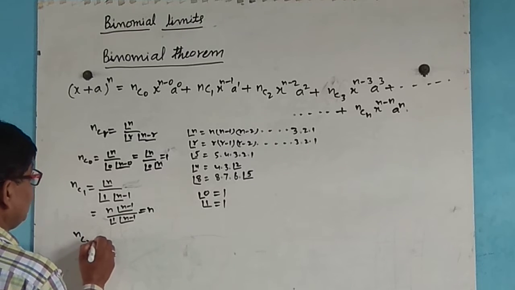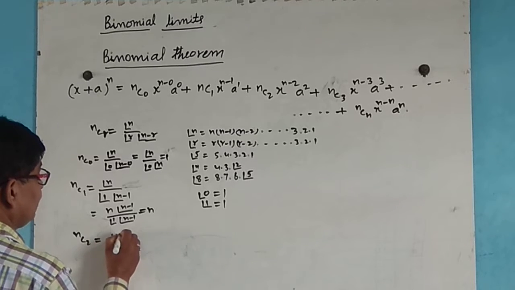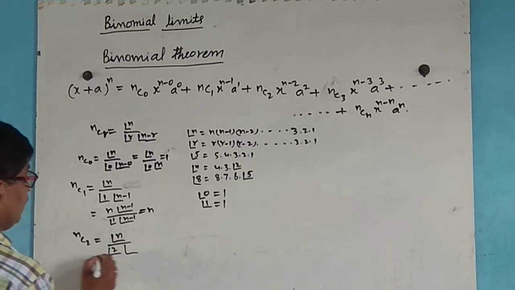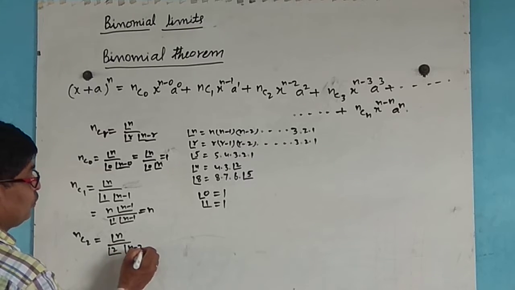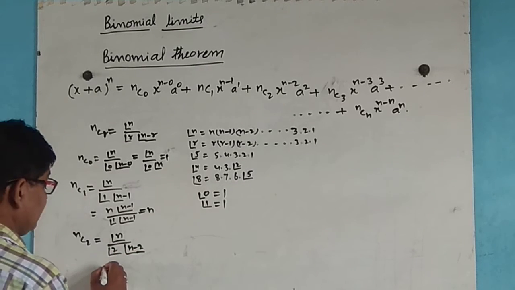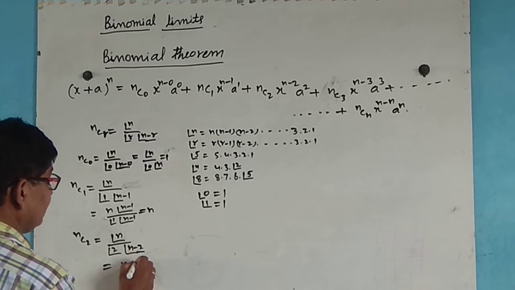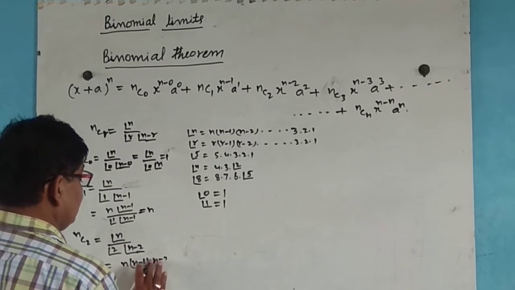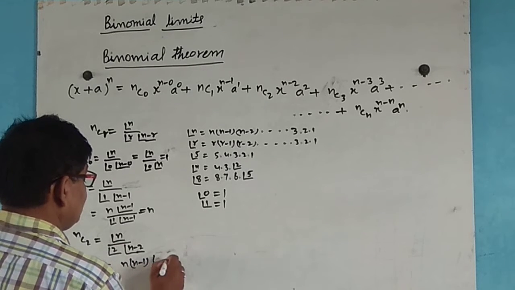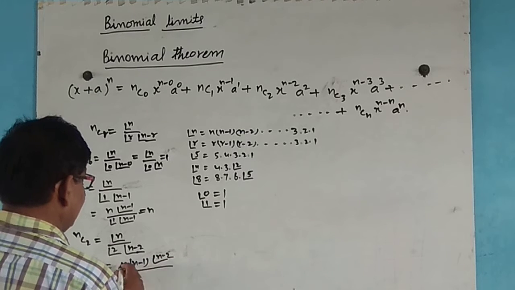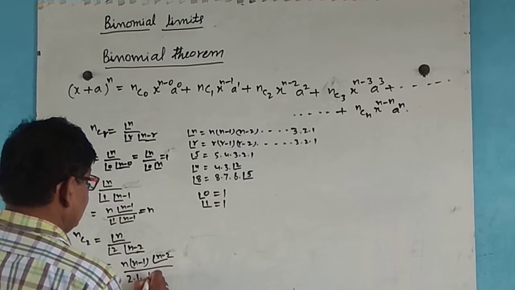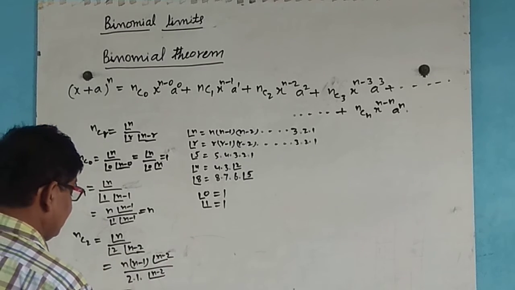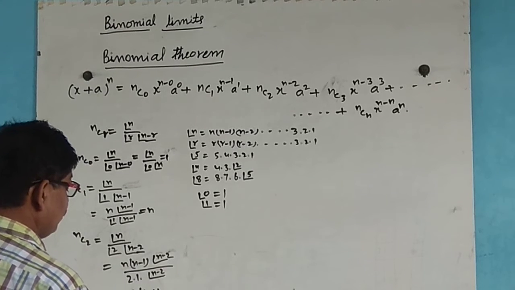nC2 equal to factorial n divided by factorial 2 factorial n minus 2. Factorial n can be written as n into n minus 1 into factorial n minus 2, divided by factorial 2 into 1 into factorial n minus 2. This and this remove. This can be written as n into n minus 1 divided by 2 into 1.